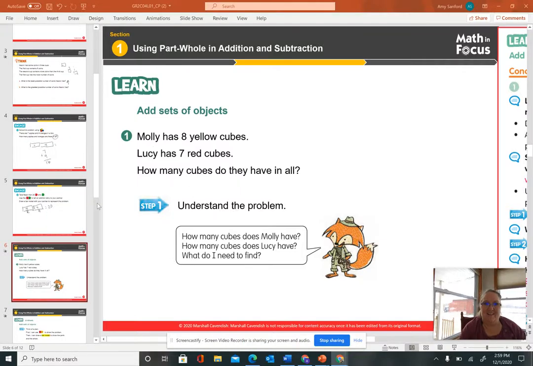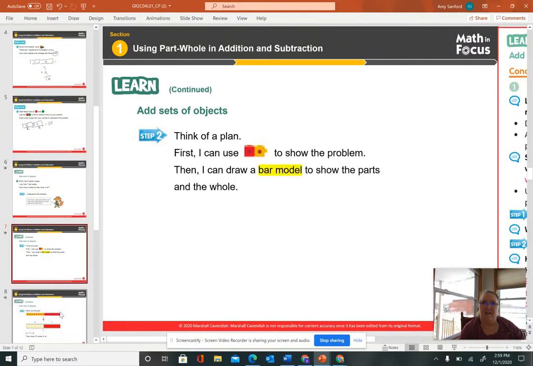Sorry about that, guys. So, step one, we have to understand our problem about Molly. So, we know Molly has 8 yellow and Lucy has 7 red. So, the next slide says step two, think of a plan.